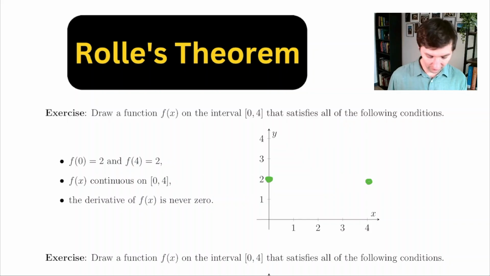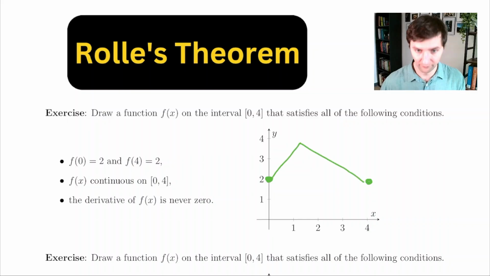The only way to satisfy all these three conditions is to draw a function that has a corner. Now, on the first segment, the derivative is not 0. On the second segment, the derivative is not 0. And at the corner, the derivative does not exist, which means it is not 0.